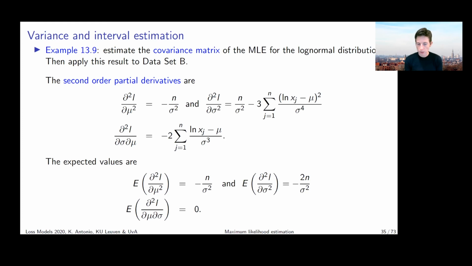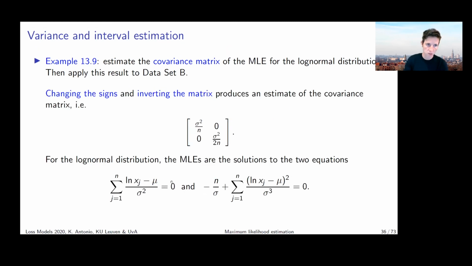And now I looked so far at the expected values of the second order derivatives of my likelihood. So the only thing I need to do is put a minus in front to get the Fisher information matrix. I need to take the inverse if I then want the variance or the covariance matrix of my maximum likelihood estimators. So that's my last step here. If I change the sign and invert the matrix, and that's easy here because it's a diagonal matrix, then that gives me the variance covariance matrix of my MLEs.